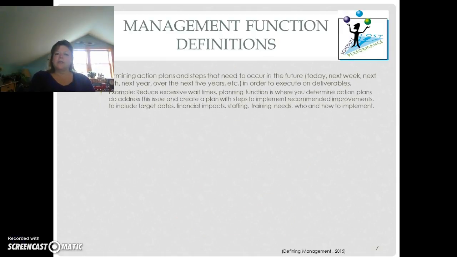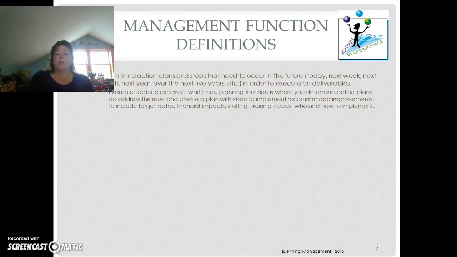So some definitions for you. Planning, very much what it sounds. You're planning this out. We do this in our everyday life, but it's important to create action plans, next steps that need to occur in order to understand the future, whether that future is today, tomorrow, next week, 5 years from now, in order to execute on deliverables and make sure that you're meeting your strategic objectives.